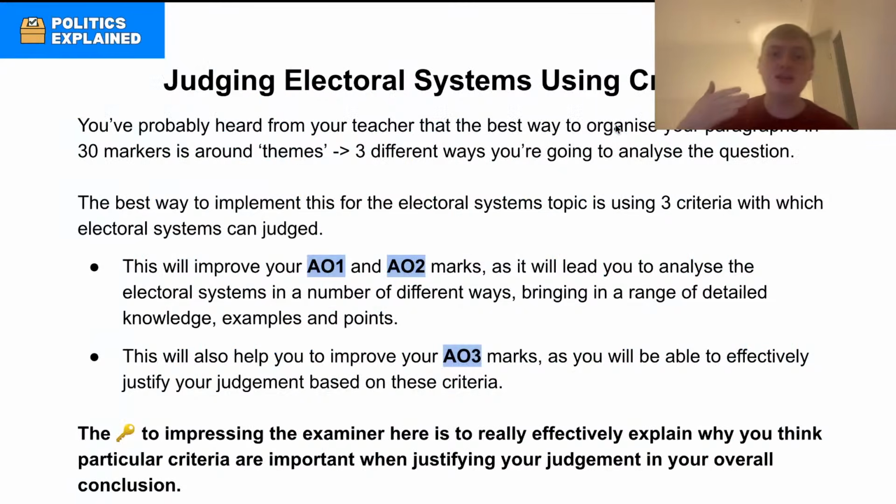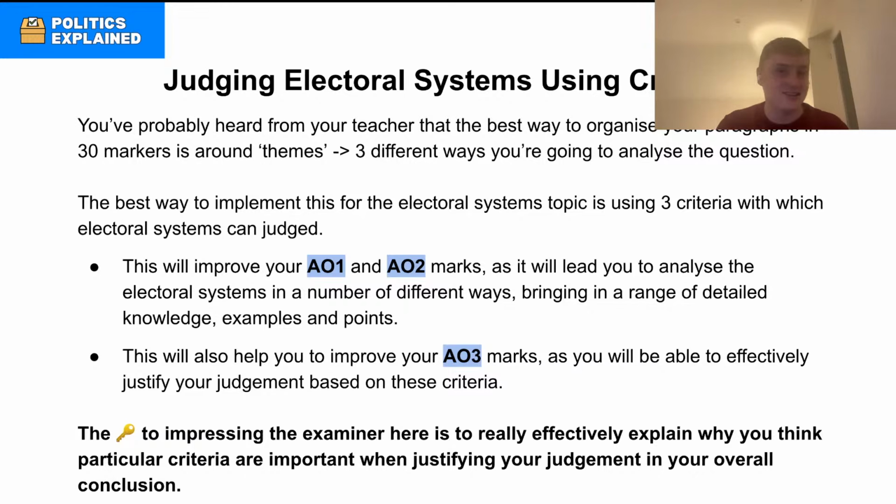Okay, the first thing is, why do we want to judge electoral systems using criteria? So you've probably heard from your teacher that the best way to organise your paragraphs in 30 marks is around themes. So 3 different ways you're going to analyse the question. So say it's a question, evaluate the view that first past the post isn't the most effective electoral system in use in the UK. You can analyse that around 3 themes. We're going to look at it in terms of voter choice. We're going to look at it in terms of representation and proportionality. And we're going to look at it in terms of type of government created.